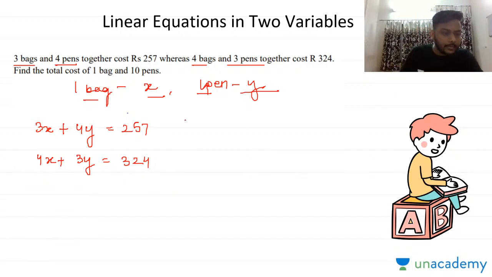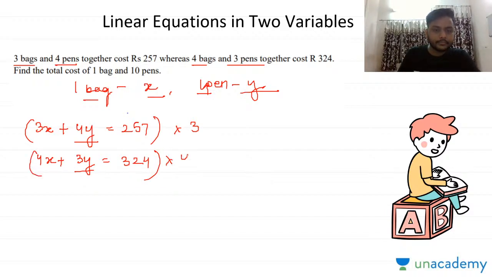Now if you see this here, I'm having 4y, then I'm having 3y. So I'm going to multiply this entire equation by 3, and I'm going to multiply this entire equation by 4. Why am I doing it? I'm doing this so that my coefficient of y becomes the same.